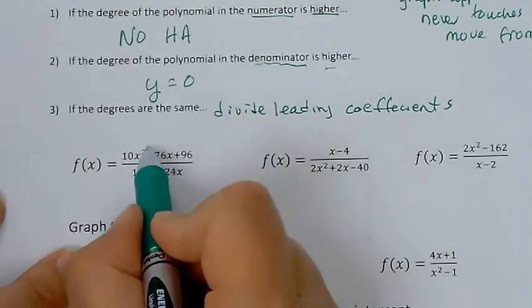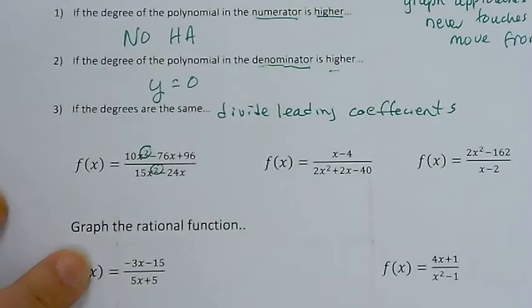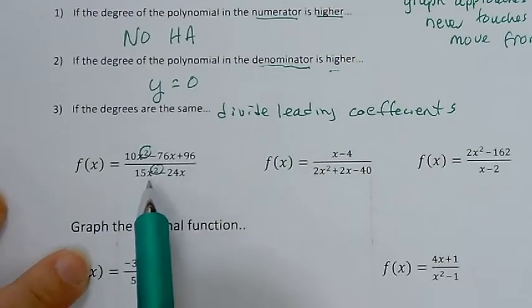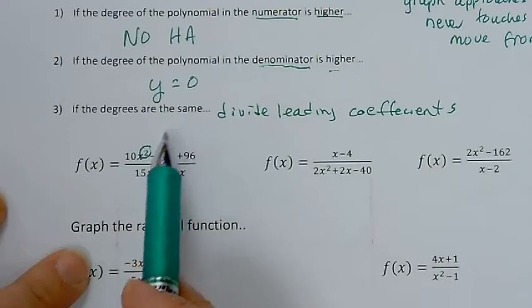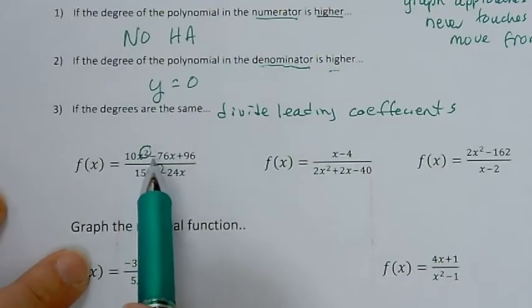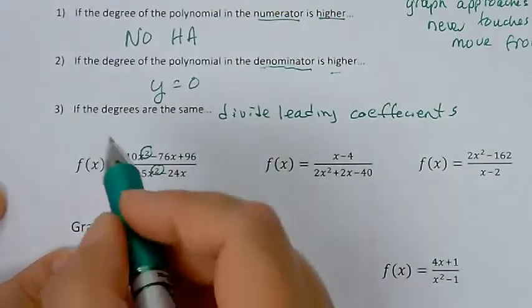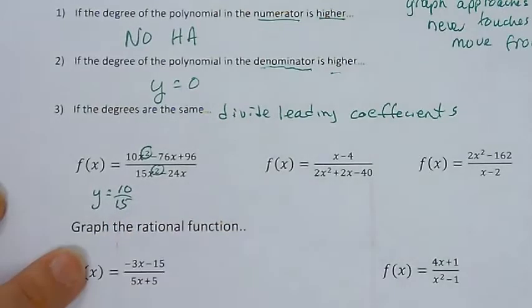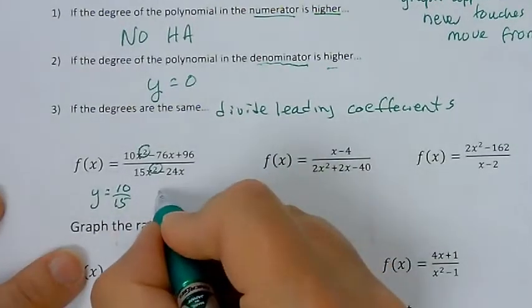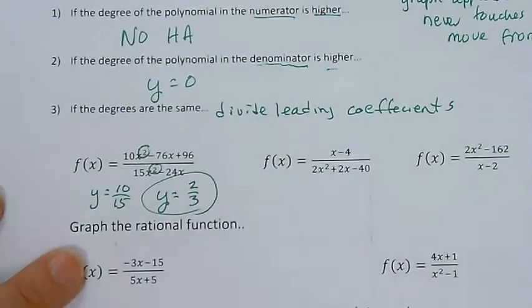Notice on this one, the degree of the polynomial is the highest exponent, the exponent at the front. Do you see how these are both 2? So I would say this one is degree 2 and this one is degree 2. So I'm going to go up and find the one where they're the same. Since they're both x squared, I'm going to find my horizontal asymptote by dividing the leading coefficients. So 10 is the leading coefficient here, and 15 is the leading coefficient here, and then I'm going to reduce. So the horizontal asymptote is at 2/3.